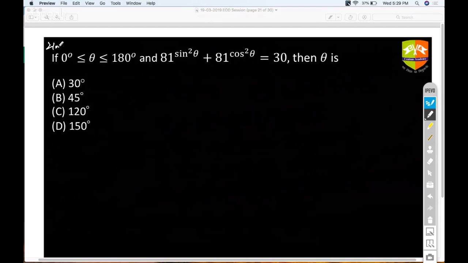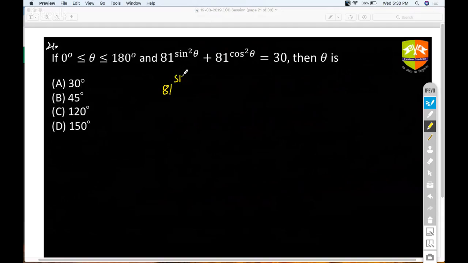Now let's talk about question number 21. Okay, Amog, Vaishnavi. Okay, this becomes a very easy question.